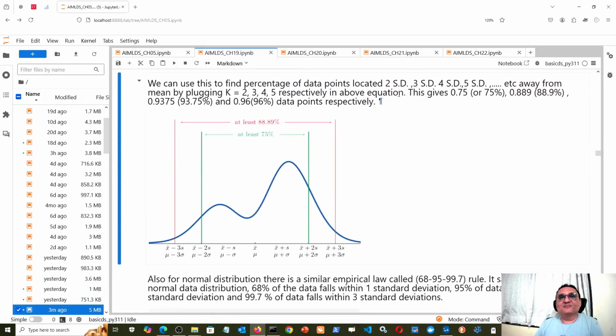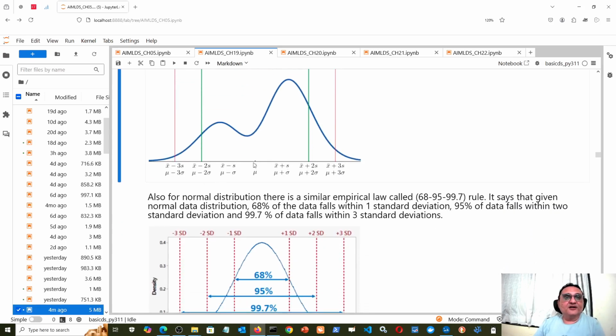Now this is one example that takes data points, and deliberately the diagram shows a bimodal type of distribution that is not normal, so that impression should not go in the learner's mind that Chebyshev's theorem is only for normal distribution. It can be applied to any distribution, right?